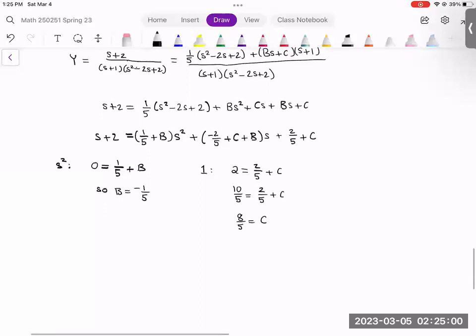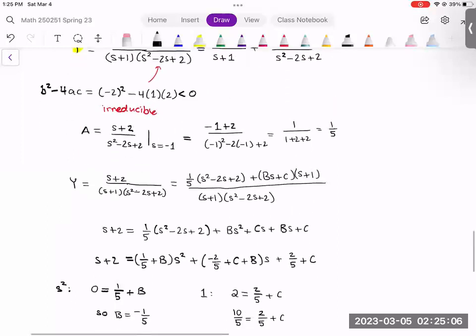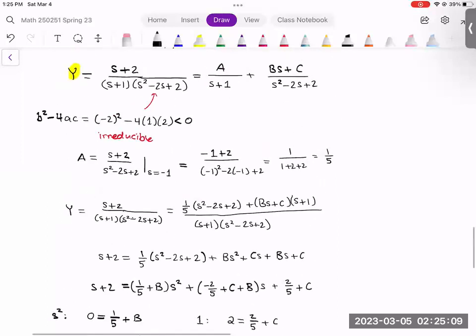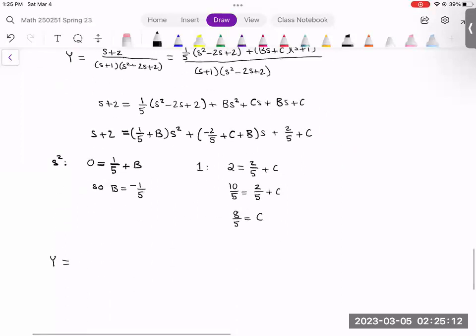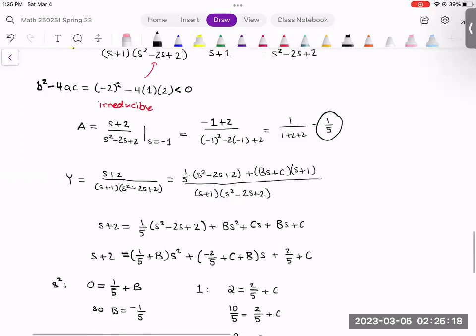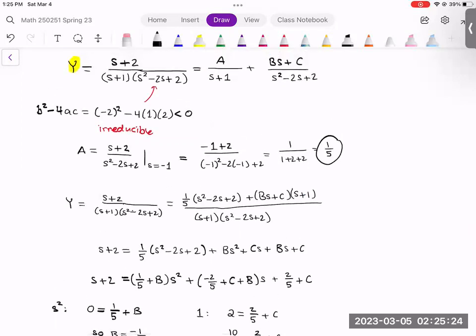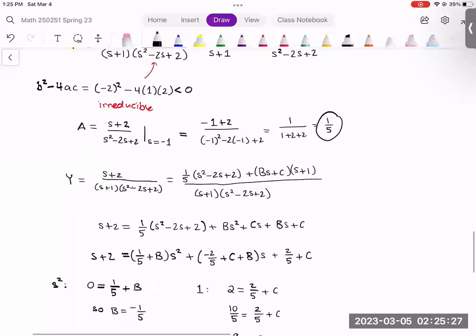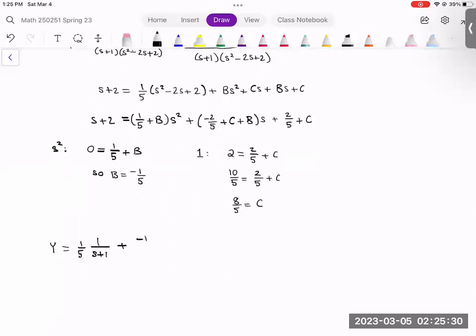Alrighty, okay, and now we have our decomposition. We know that y is going to be equal to, okay, our a value that we found was 1/5, 1 over s plus 1. We had, let's go back up here, bs plus c over s squared minus 2s plus 2. So we have negative 1/5 s over s squared minus 2s plus 2 plus 8/5. Got him.